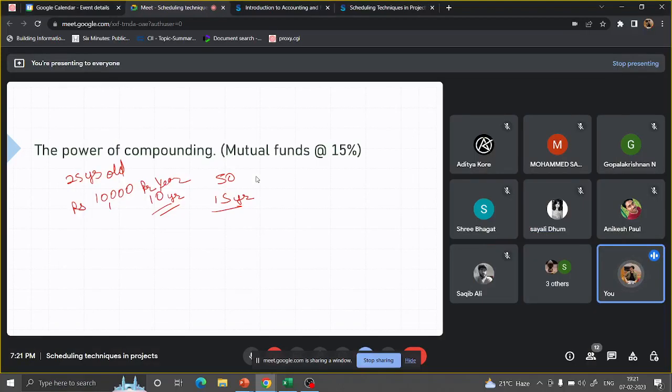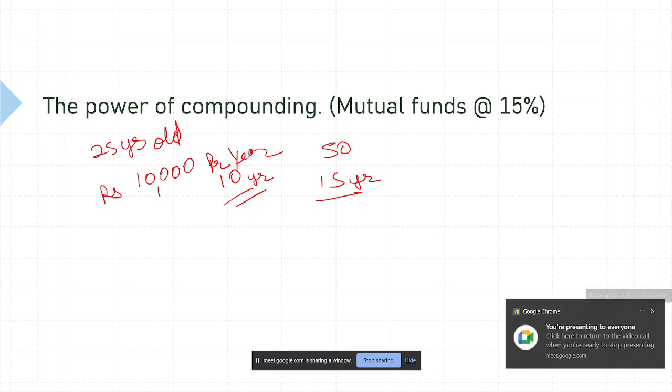Everybody clear with this term? I mean, what we are trying to do. For 10 years, yes, we will invest 10,000 rupees per year, and we'll let it sit for 15 years. At the age of 50 years, we'll be taking it out. So now, what will be your future worth? That is the question.